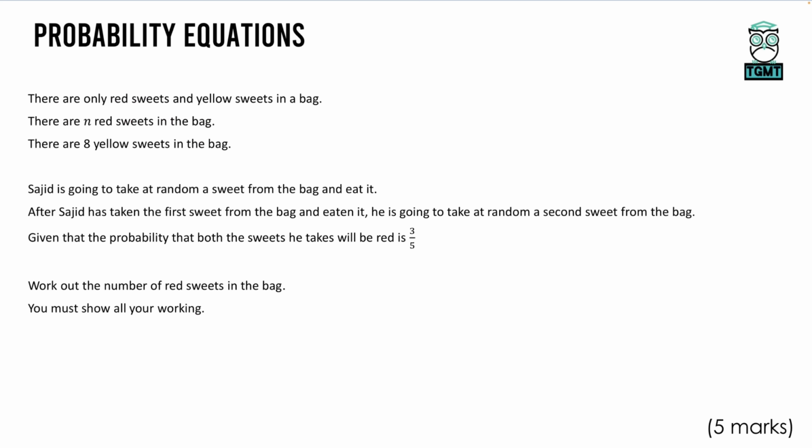Okay, and on to some probability equations. There's lots of different variations of this question, and I will link a video in the description so you can check out some different variations.